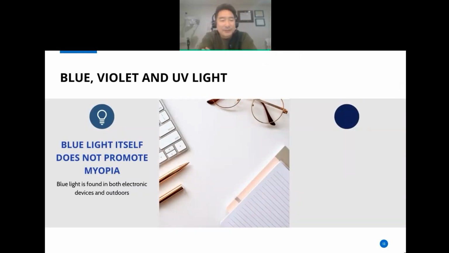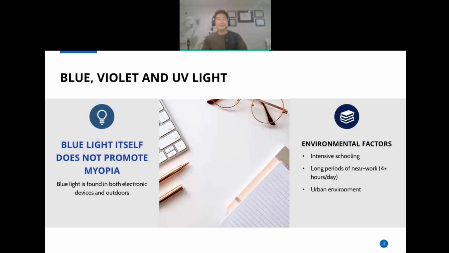I just want to let you know, there's not enough data to show that blue light itself promotes myopia. We don't know. Blue light is found in both electronic devices and outdoors. For the glasses, if someone has eye strain or problems sleeping at night, I will recommend blue light filter glasses. But if a patient asks whether it would slow down the progression, there's not enough data, so I will say no. I won't promote it. Usually I'll tell them, if they do a lot of intensive schooling, long periods of work, or live in an urban environment, to go outdoors way more.